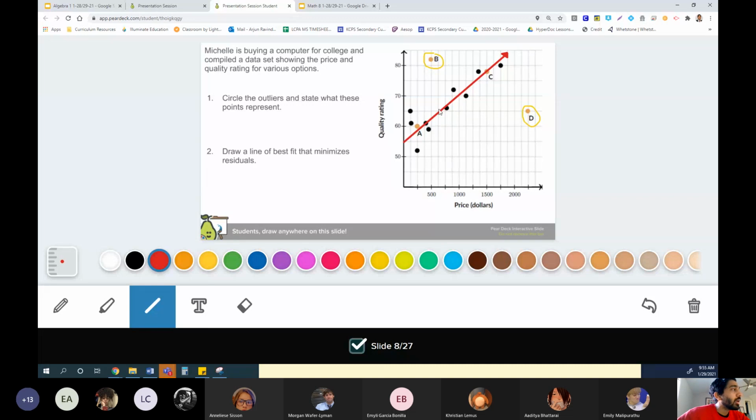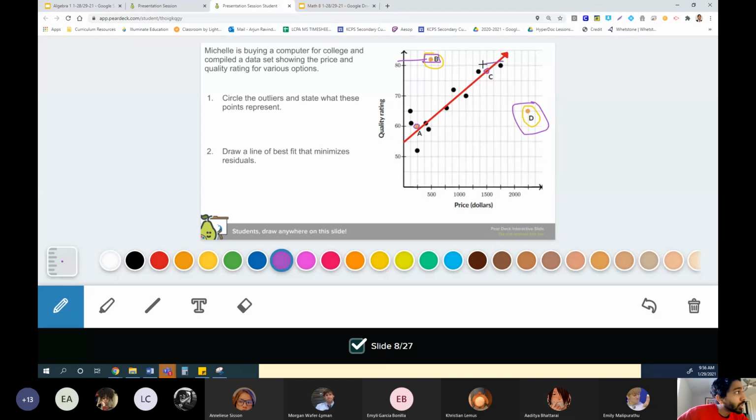I would say D is like Apple computers, right? And I know there's probably some Apple fans here, but they're just overrated in my opinion. A is like the Chromebook that you're on right now. C is like some random Dell. And then B is this incredible deal that you get on Black Friday that is super low priced for the quality that you get. So that's what it means to be an outlier. B and D are outliers.